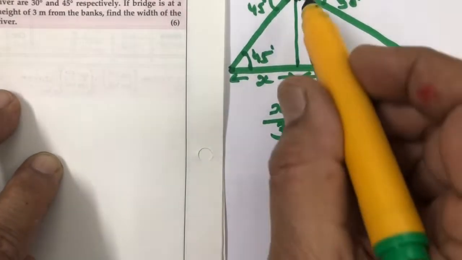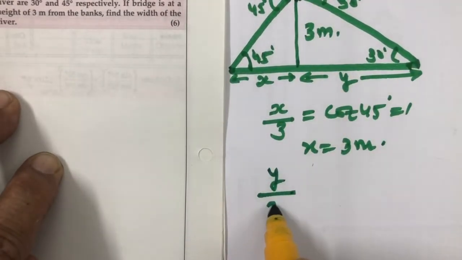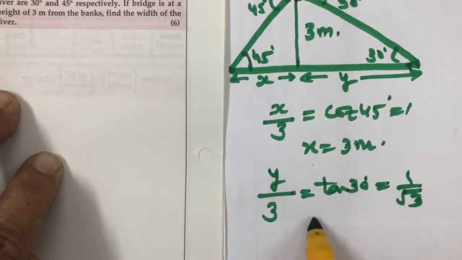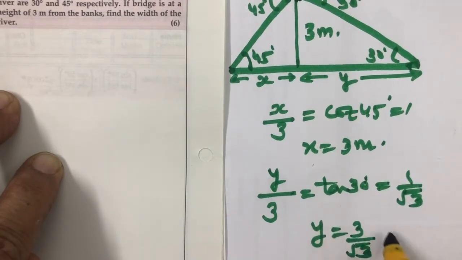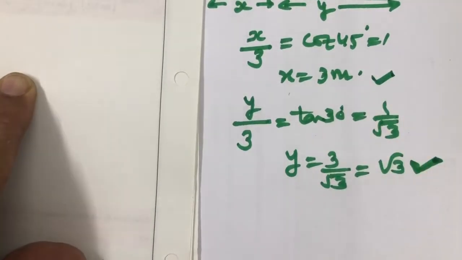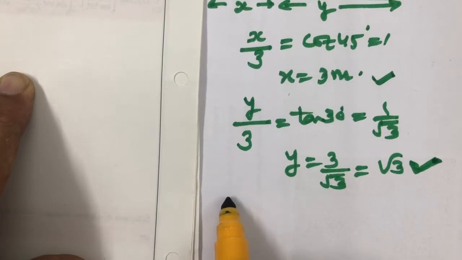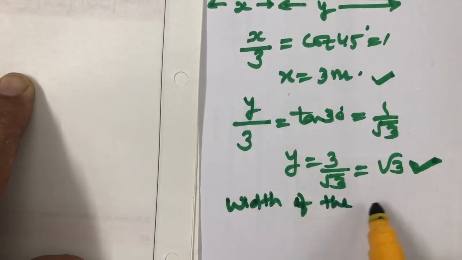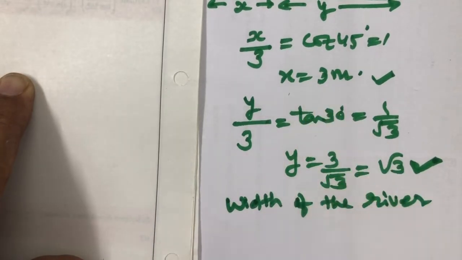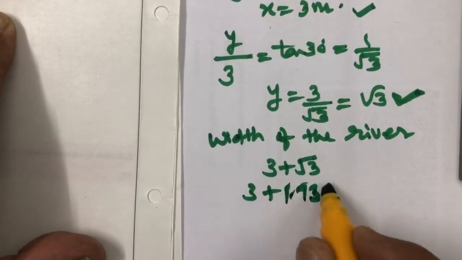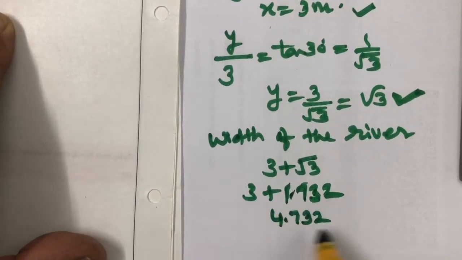Correct. Now in the second triangle, the same type, y divided by 3, but this time tan 30. This is 1 by root 3. So y equals 3 by root 3, that is only root 3. So x plus y means the width of the river. Width of the river equals x plus y. So 3 plus root 3. 3 plus 1.732, that is 4.732.